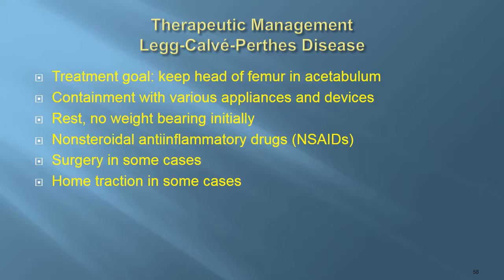The treatment goal for Legg-Calvé-Perthes disease is to keep the head of the femur in the acetabulum. Containment is maintained with various appliances and devices. Treatment would involve rest and no weight bearing initially. The patient may be treated with NSAIDs. Surgery may be a part of the treatment in some cases, as well as home traction.